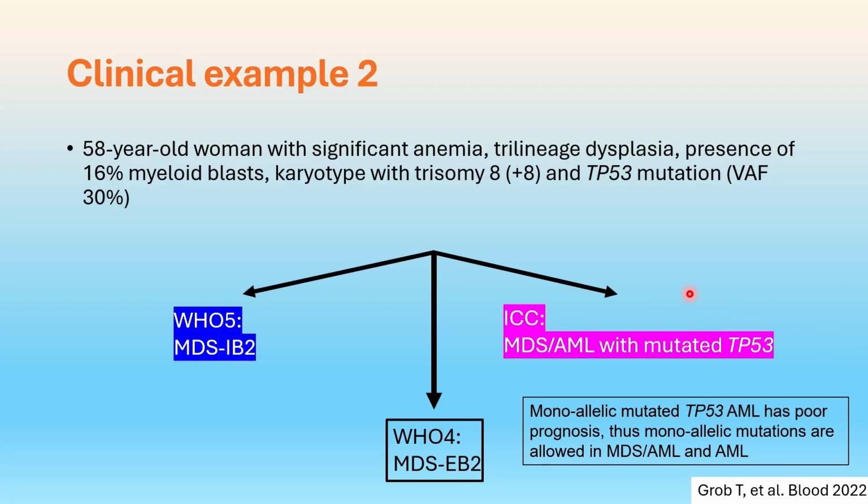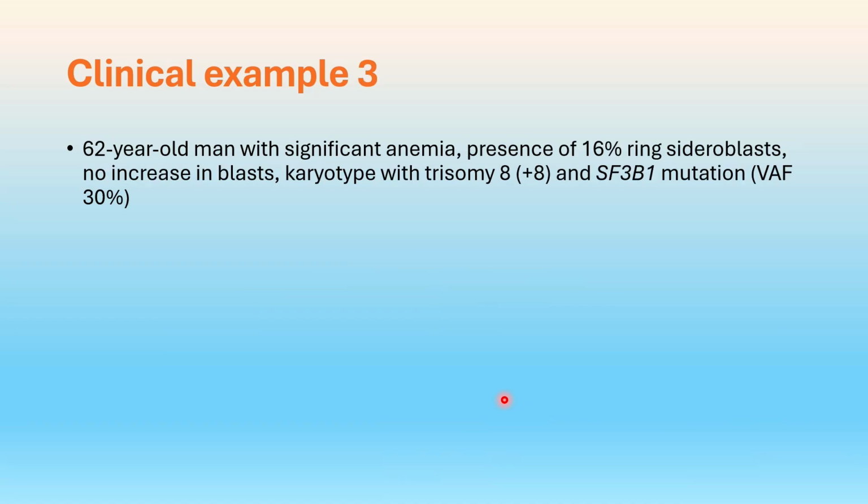And then the ICC is going to say that this is MDS/AML with mutated P53, and based in part on this study, but there are many more, stating that monoallelic mutated P53 AML has poor prognosis. By this logic, MDS/AML with monoallelic mutated P53 is also going to be allowed and have a poor prognosis.